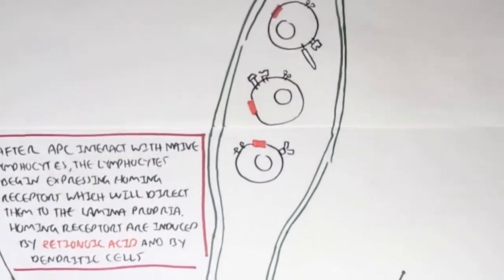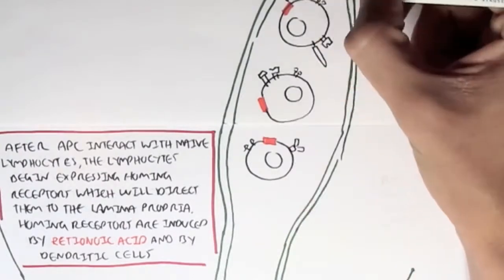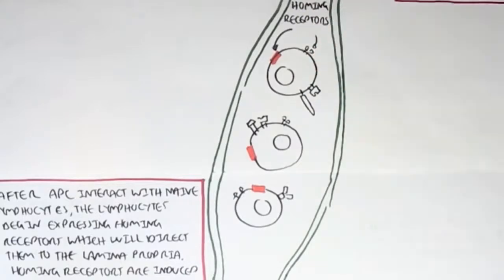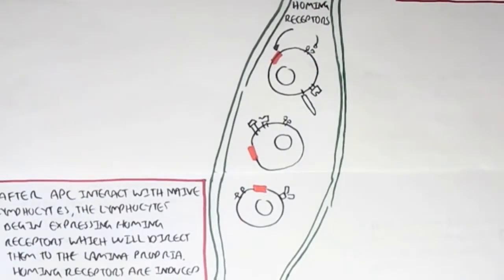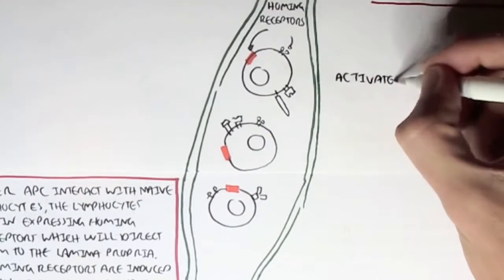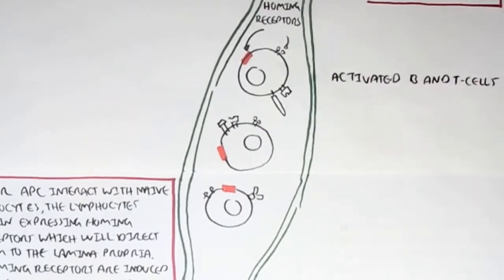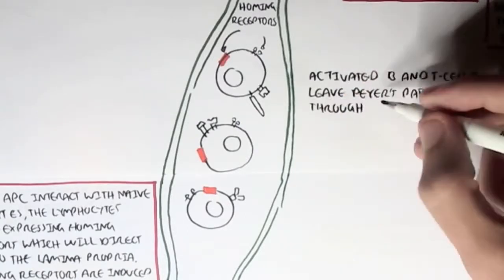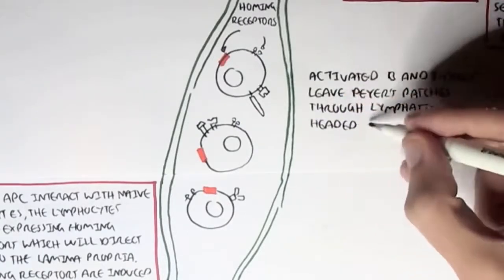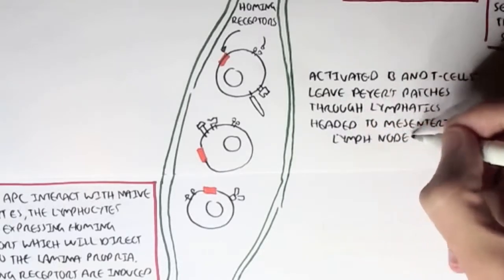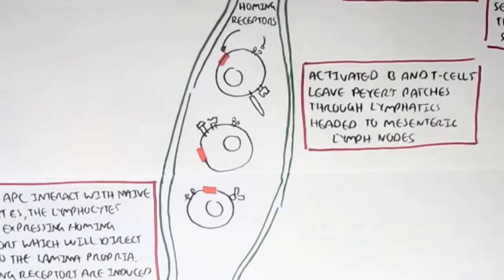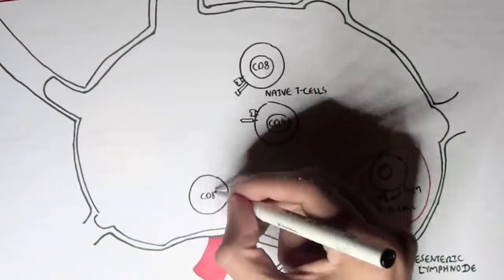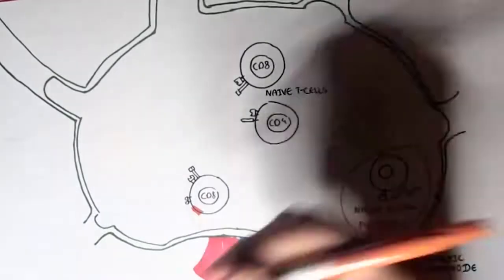So remember, the lymphocytes lost their initial receptors, CCR7 and L-selectin, which brought them to lymphoid tissues. And once these lymphocytes were activated, they began expressing homing receptors, which allow them to leave the Peyer's patches through the lymphatic vessel and head to the mesenteric lymph nodes, and then following that to the lamina propria or other areas around the body. So here the activated CD8 and the activated CD4 cells are in the mesenteric lymph nodes now after traveling from the Peyer's patches, as well as the activated B cell.